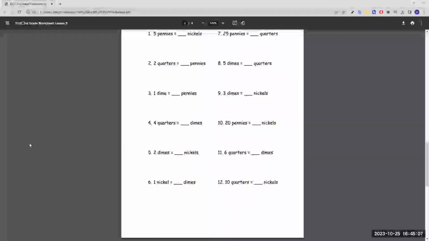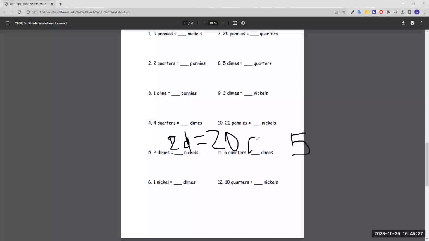Number 5, 2 dimes equals blank nickels. 1 dime equals 10 cents. So 2 dimes would equal 20 cents. 1 nickel equals 5 cents. So we have to find how many nickels go into 20 cents. And we can just do that by doing 20 divided by 5, which would be 4. So it'd be 4 nickels.